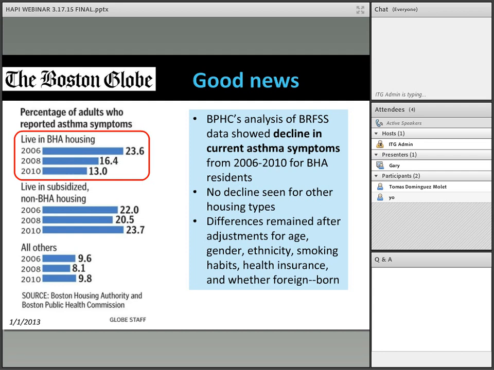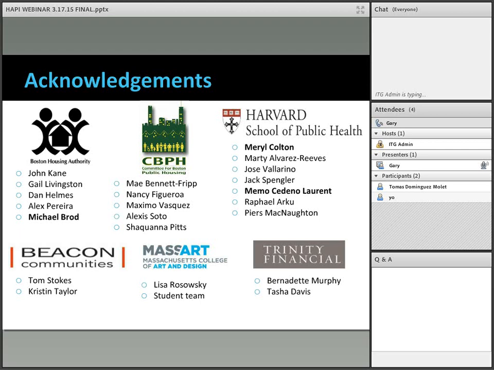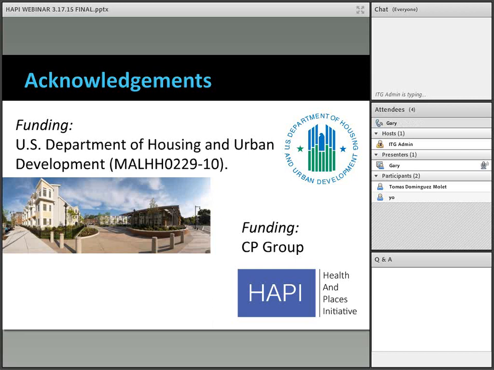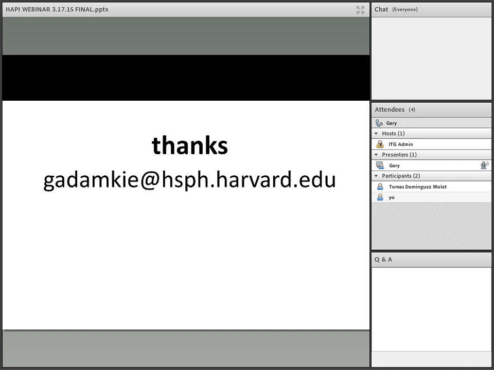These are just some acknowledgments. Funding for the BRIGHT study came from the U.S. Department of Housing and Urban Development. Our funding for the HAPPY project came from the CP Group, and I have my email address up here. You can get both mine and Jack's at the HAPPY website. So thanks. For the folks who are on, we're happy to take any questions if anyone has any.